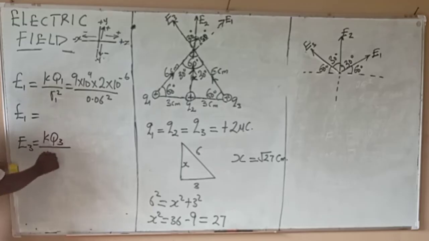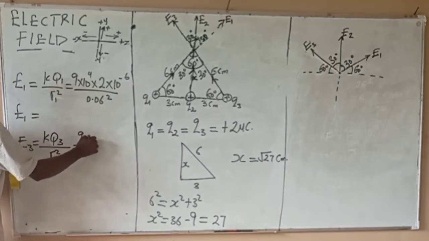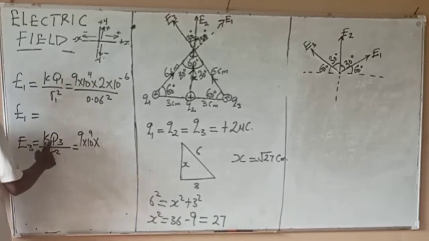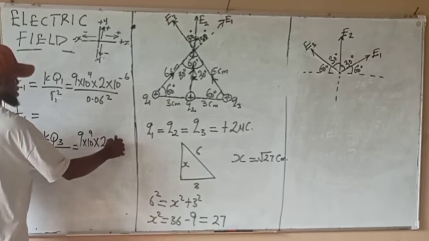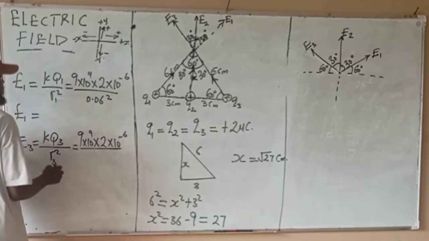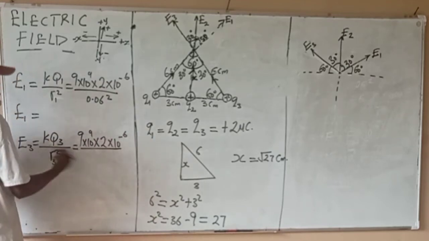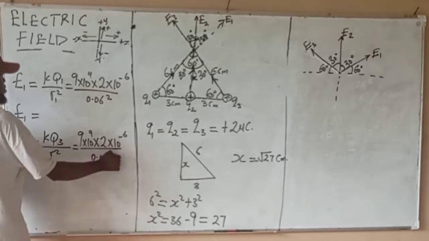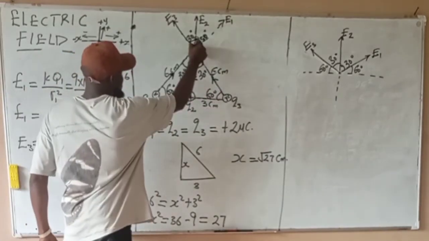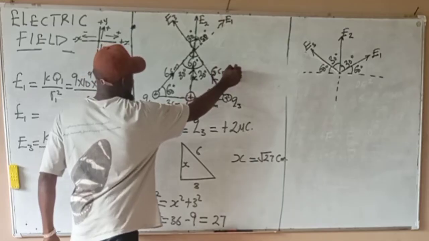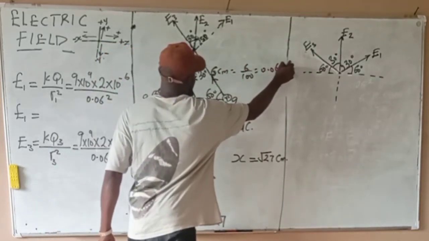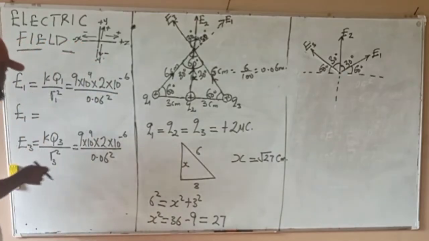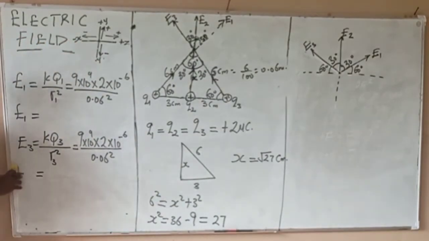KQ3 over R3 squared. That will give us 9 times 10 to the power 9 times, what is Q3? Q3 is still the same thing as 2 times 10 to the power minus 6, then divided by our R3, which is the same thing as 0.06. So look at it, R3, the distance between Q3 and this point is 6 here. And this one is 6 over 100, that is 0.06 meters. Use meters to solve. So if you solve it, you will have this answer.